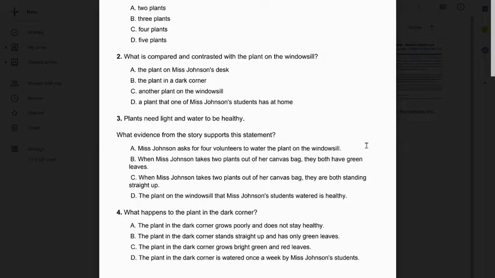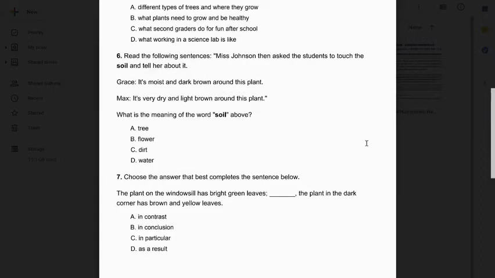Number 3 says plants need light and water to be healthy. What evidence from the story supports this statement? So choose which of these details from the text tells you that that's what they need. Question number 4 says, what happens to the plant in the dark corner? Question number 5 says, what is this passage mainly about? What is the main idea of this passage?